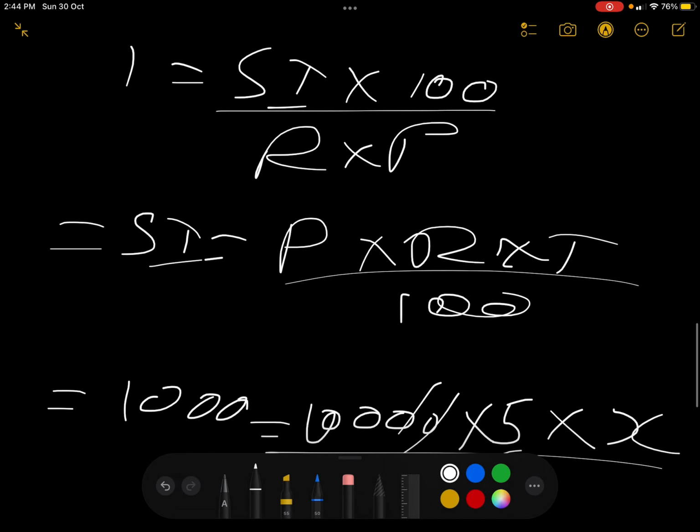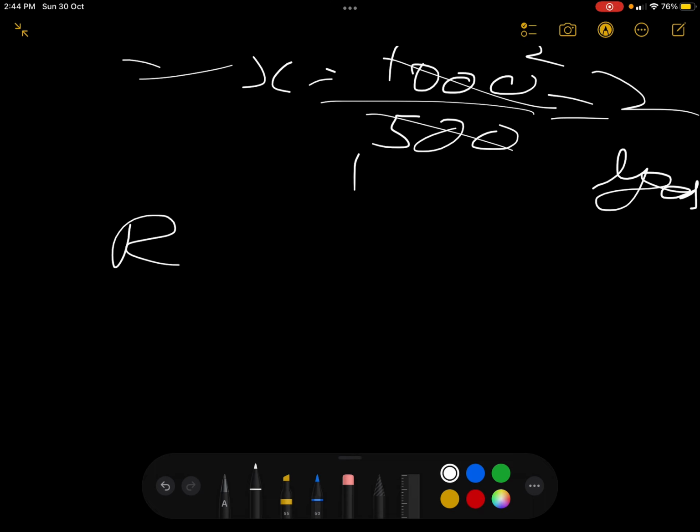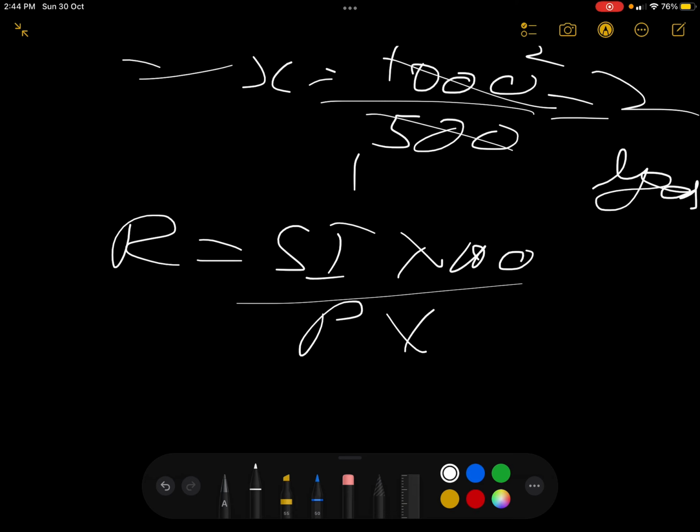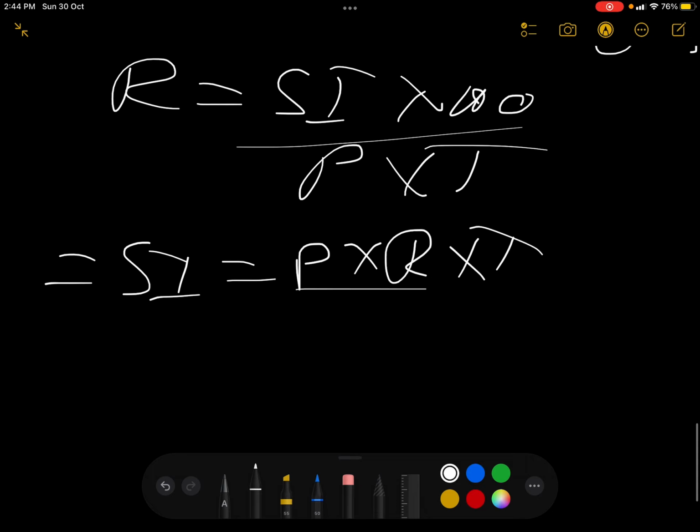Now let's say you want to calculate the rate. The rate formula is SI into 100 upon P into T. Basically what we'll be doing is that we will take the rate to be x, and we'll put it into the formula SI is equal to P into R into T upon 100.